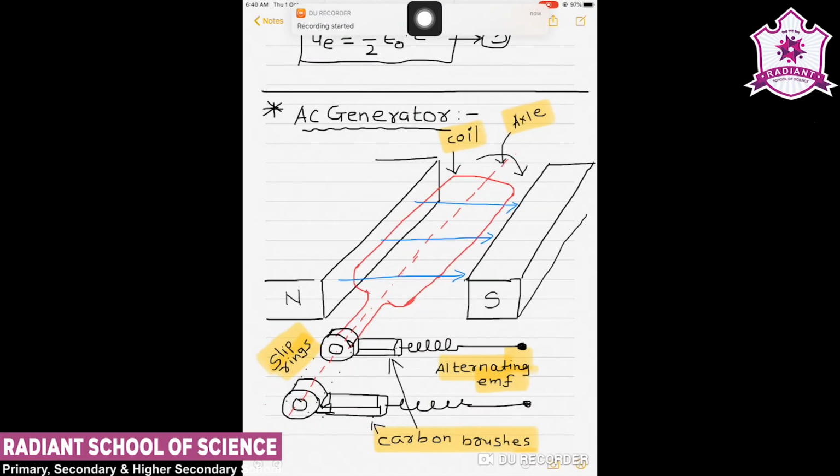Hello dear friends. Today we will learn the topic called AC generator. Now the phenomenon of electromagnetic induction has been technologically exploited in many ways. An exceptionally important application is the generation of alternating current, that is called AC.